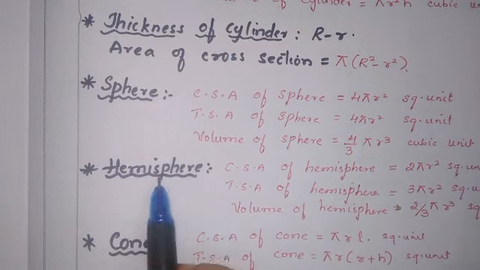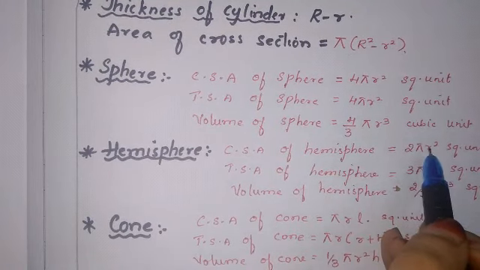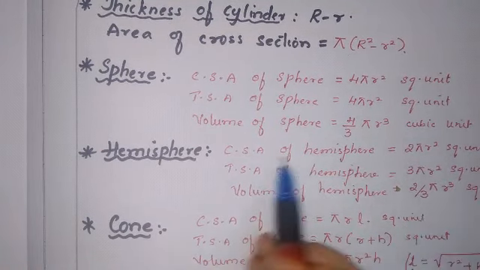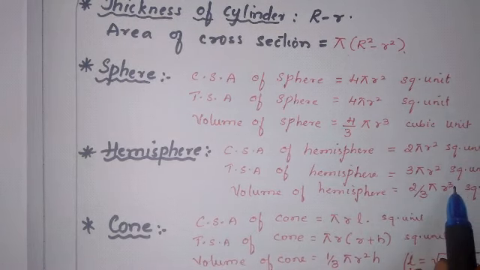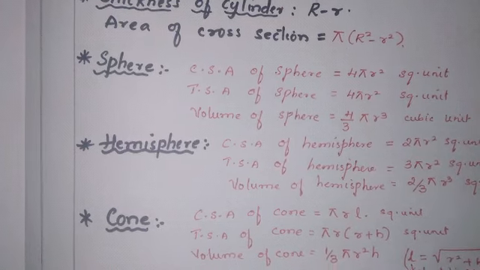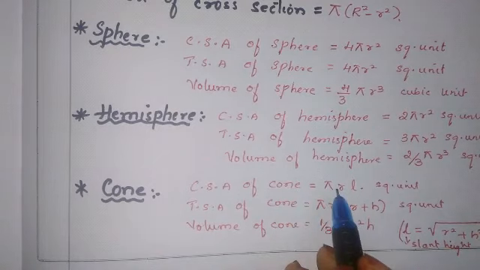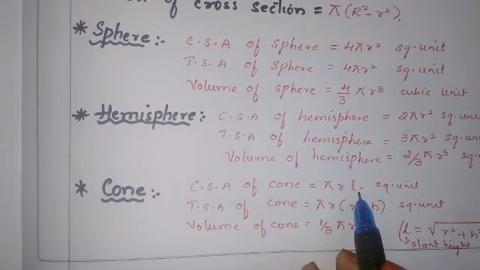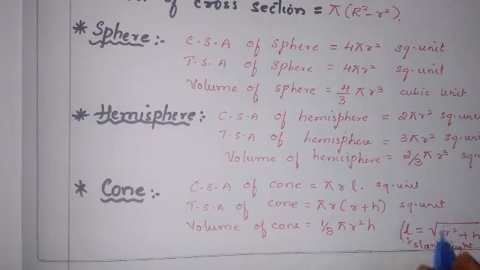Okay. Now hemisphere: curved surface area of hemisphere is 2 pi r square unit. Total surface area of hemisphere is 3 pi r square unit. And volume of hemisphere is 2 by 3 pi r cube. And the last one is cone: curved surface area of cone is pi r l, where l stands for slant height. And total surface area of cone is pi r (r + l).